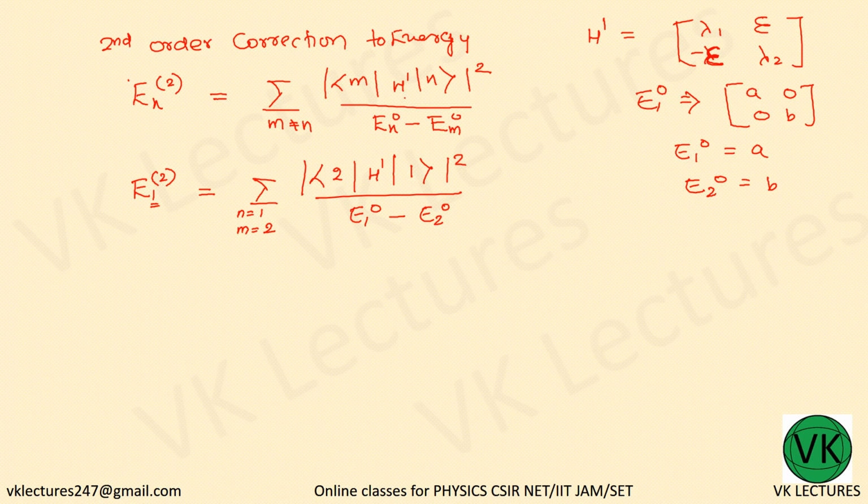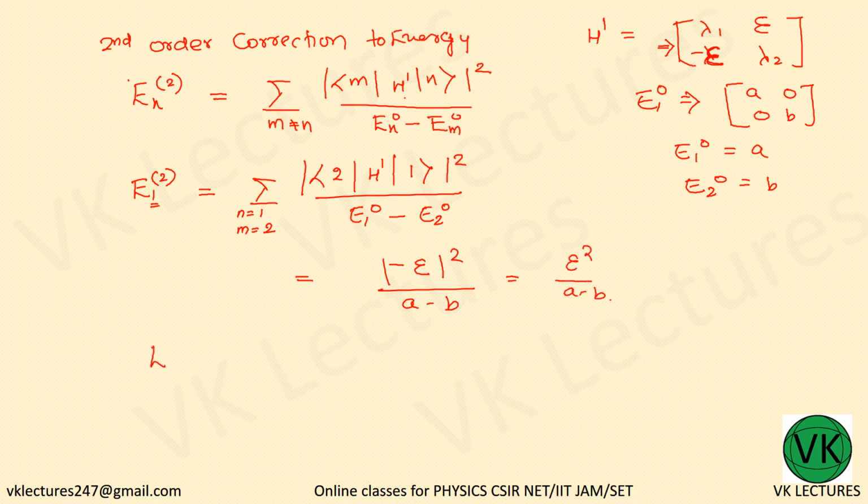There is no need of a sum because there is only one term. So 2 comma 1 from this Hamiltonian is the second row, first column, that is minus E. So minus E squared divided by E1 naught minus E2 naught, which is A minus B. So that's equal to E squared by A minus B.